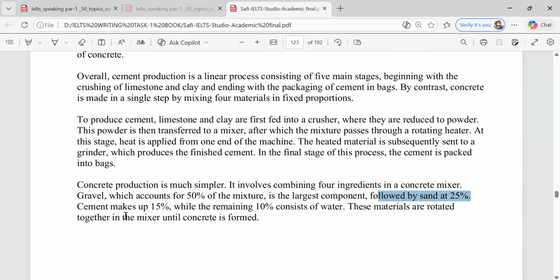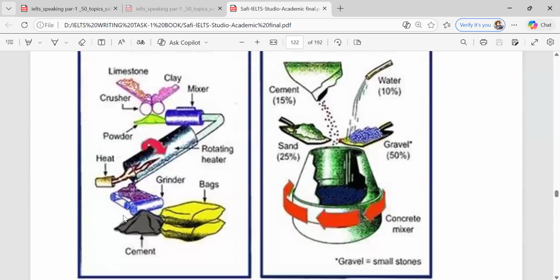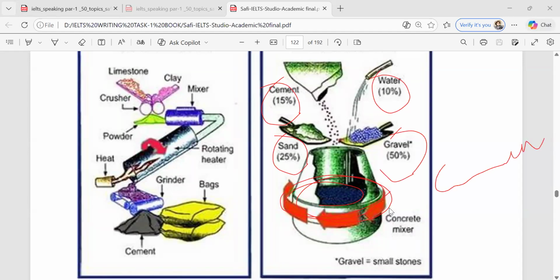And then the third one, cement, accounts for, because it's in present tense. So that's why we use accounts for, clear? 15%, while the remaining 10% consists of water. So that's why we have used consists, because it's simple present tense. These materials are rotated together in a mixer until concrete is formed. They keep rotating, as shown with the red rotating sign. Can you see? They keep rotating it, and they have mentioned fixed proportions, and they keep rotating until concrete is formed.